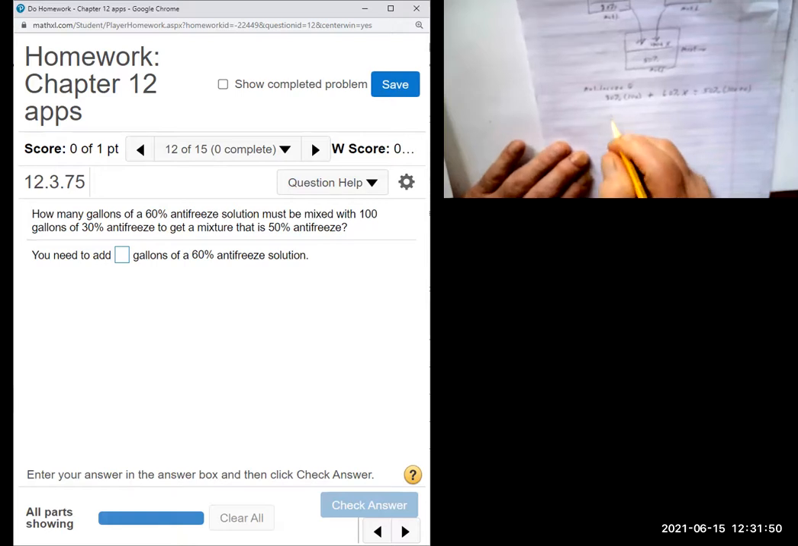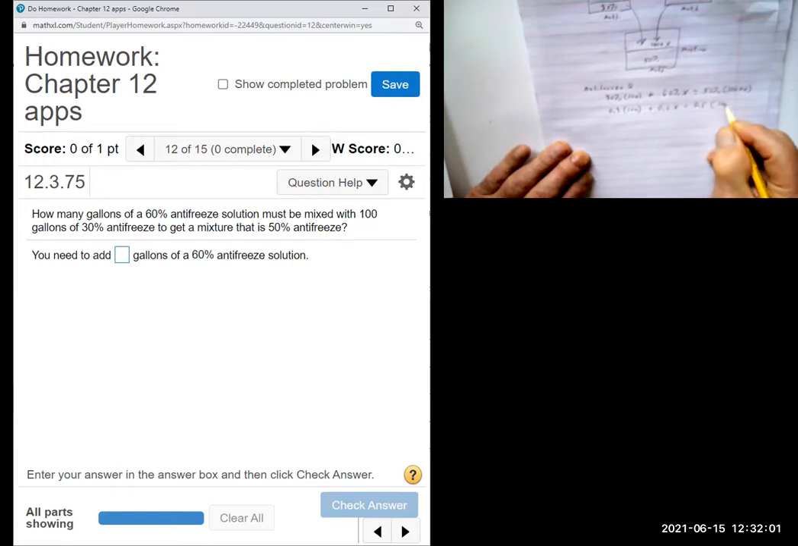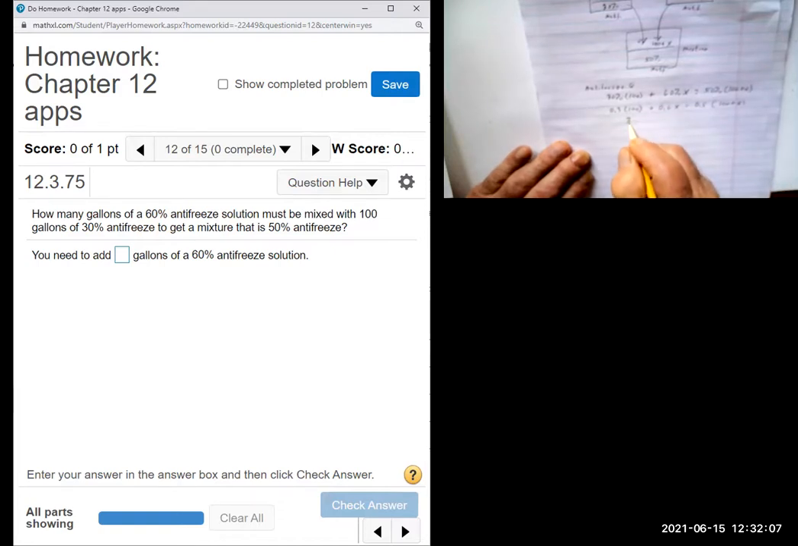Let's get rid of the percents. So that's 0.3 times 100. This is 0.6 times X. This is 0.5 times 100 plus X. Multiplying out, we're going to have 30 plus 0.6x. 0.5 of 100 is going to be 50 plus 0.5x.